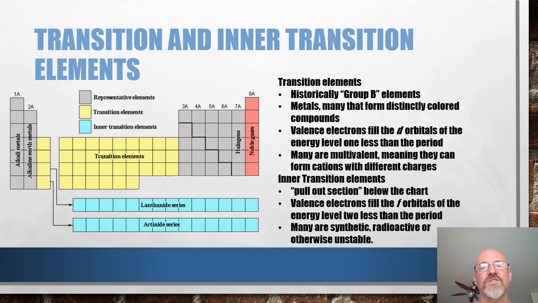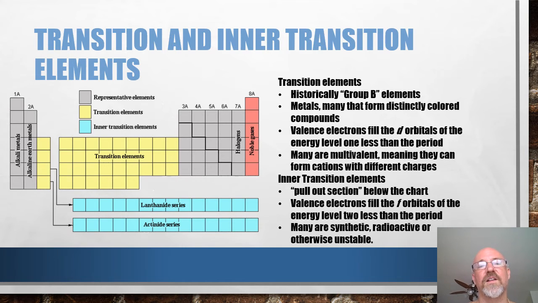The intertransition elements, the ones that are at the bottom of the chart, I like to call it the pull-out section, because if you put them in there so you had one continuous chart, it wouldn't fit on one page. So they pull those out, put them at the bottom. Many of those elements are synthesized. They're of human creation, from accelerating smaller atoms together and getting them to stick together.